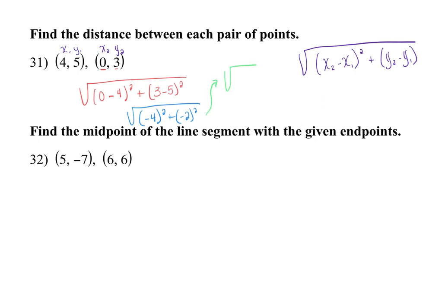I have the square root of 16 plus 4, which is the square root of 20. And I do want to simplify that. So if I use my factor tree, you will see that you can take a 2 out and a 5 will stay in. So that's the same thing as 2 times the square root of 5.